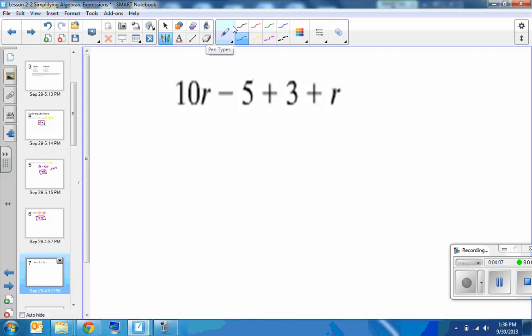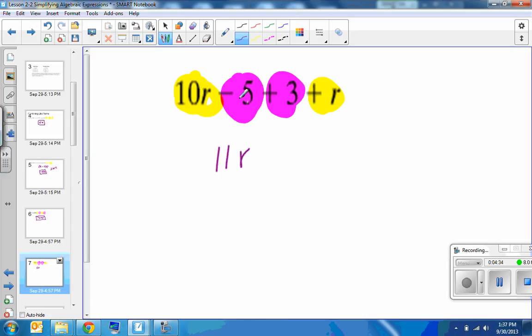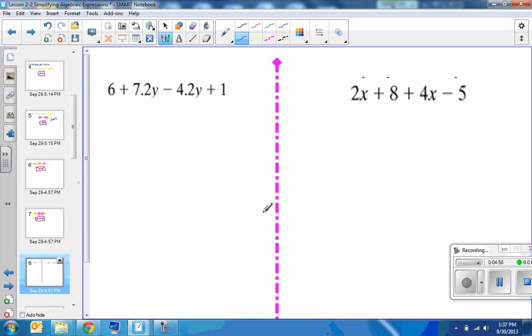So here I have 10r minus 5 plus 3 plus r. Again, I have a 10r and a positive r, and then I have a negative 5 and a positive 3. So 10r plus 1r is 11r, and a negative 5 plus 3 is a negative 2. So I'm going to use my sign as my negative and as my subtraction. Go ahead and try these on your own.